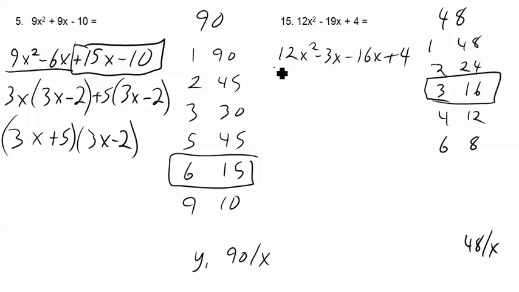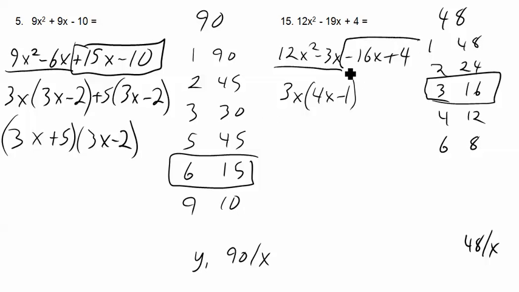Okay, we look at the first two. What can we factor out? We're going to take out a 3x. 12 divided by 3 is 4. We took one of the x's. Negative 3 divided by 3 is negative 1. And we took the other x.